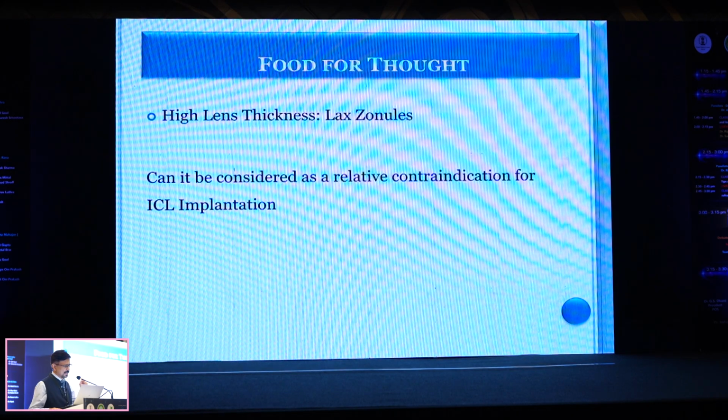So the food for thought here is that if there is high lens thickness, apart from other things, if other things are absolutely fine, you should always measure in your machine what the normal lens thickness is in your routine cases. And if it's significantly high, as in this case, 4.12 and 4.28, when the normal value was 3.26 and 3.28, in such cases I think we may consider it a contraindication for ICL implantation. That is something that we have to keep thinking.